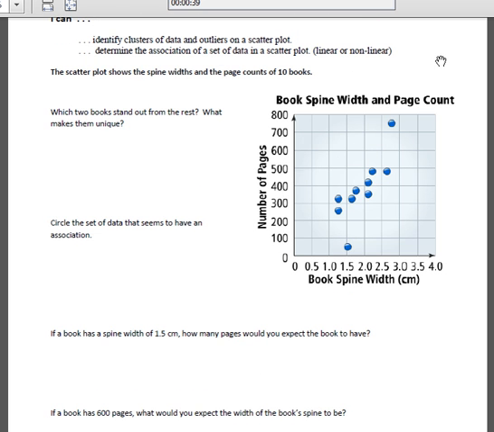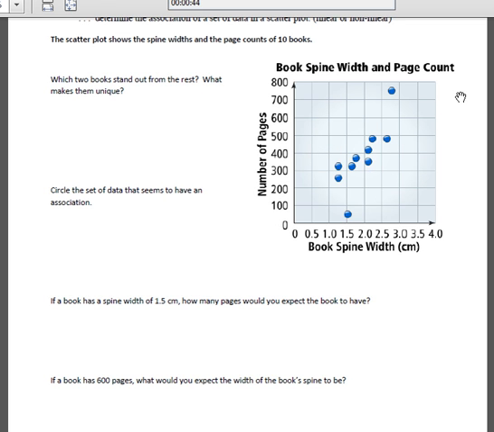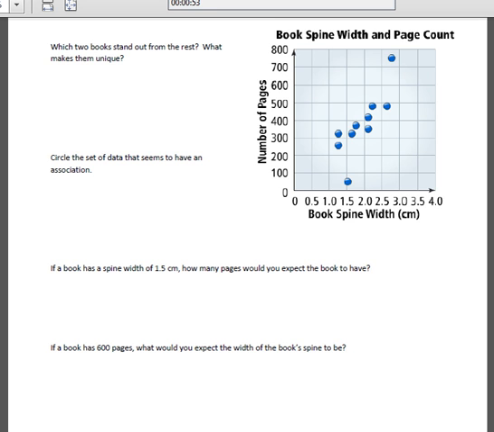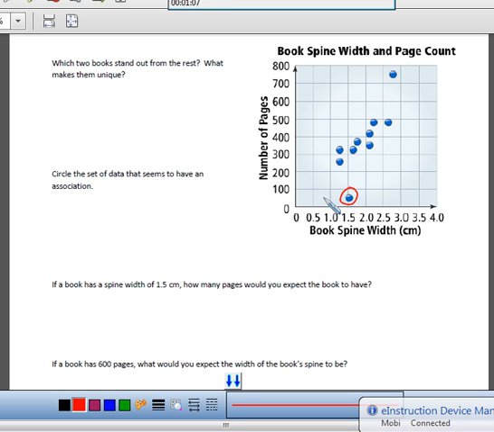So, our first example, the scatter plot shows the spine width and the page counts of 10 books. Which two books stand out from the rest? What makes them unique? When I'm looking at this group of points, there are two of them in particular that look much different than the others. I'll call this one A, and this one B. So A and B are quite a bit different than the others.